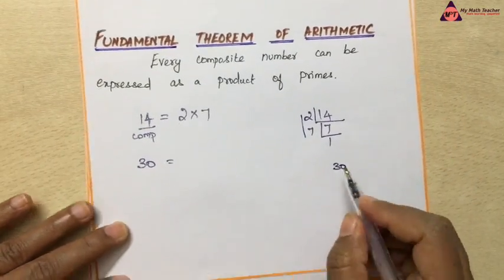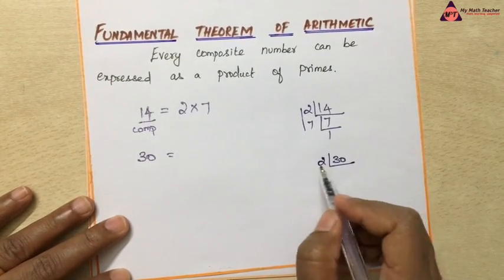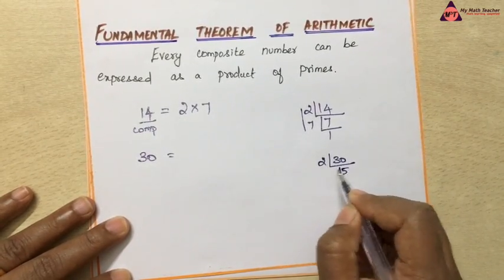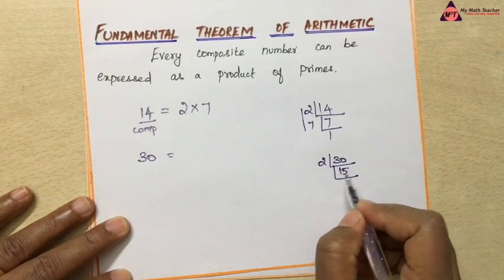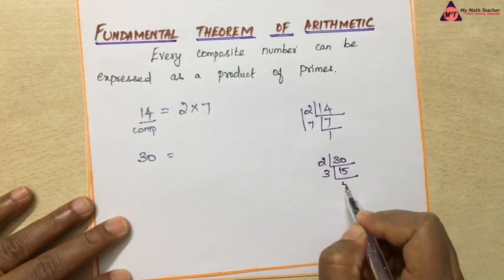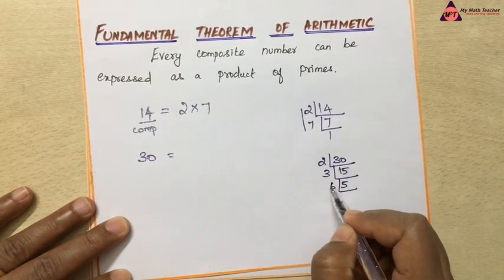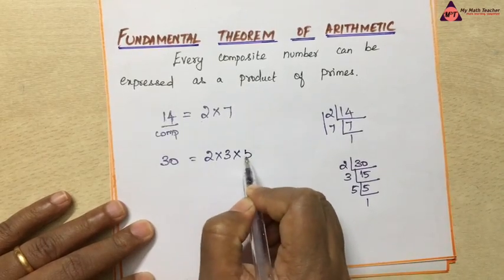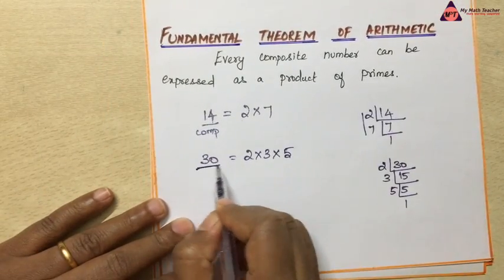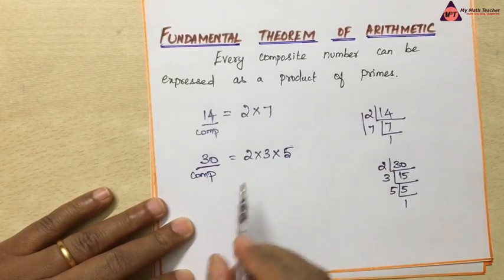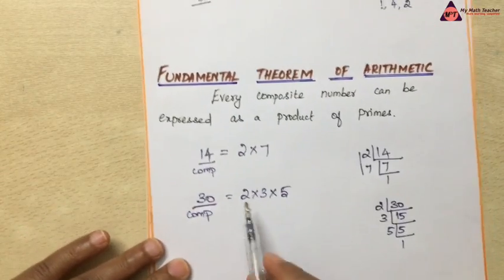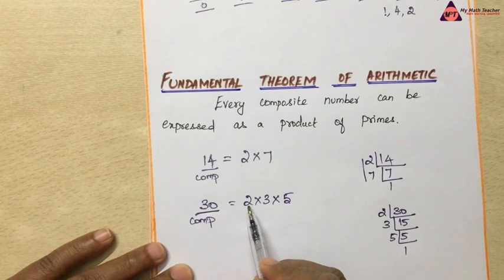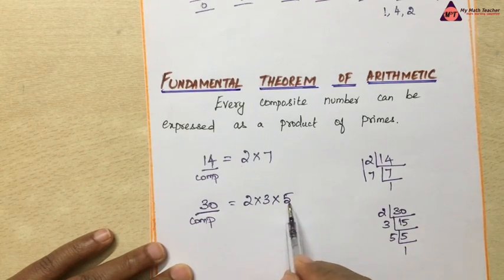30 can be divided by 2, the first prime number. The answer is 15. When you divide, you can't divide by 2 again, so go for 3. 5, again divide by 5. It can be written as 2 into 3 into 5. You can see this is a composite number. A composite number can be expressed as what? Product of prime numbers. You can see 2, 3, 5, all the 3 are prime here. 2 3s are 6, 6 5s are 30.